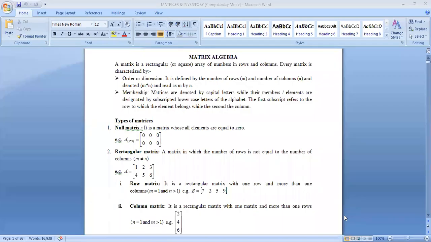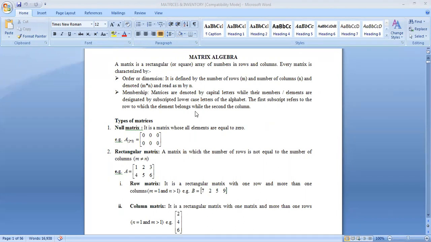So we have got the dimension or the order of the matrix, which is normally given by m times n, where m is the number of rows and n is the number of columns of that particular matrix. And then we have got the membership. The membership are the elements that make that particular matrix. And you'll find that the elements or the members are always going to be inside a bracket.